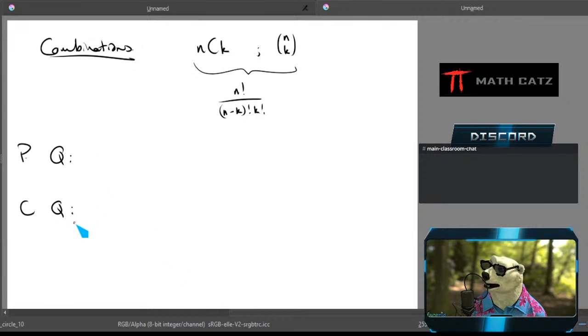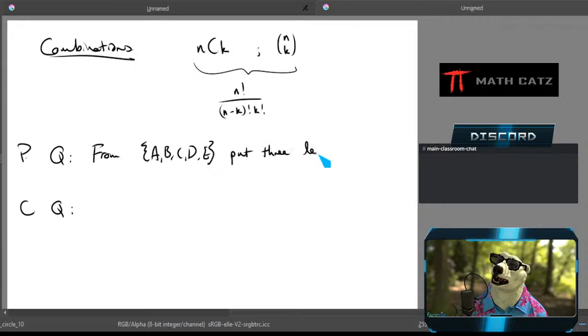I'm going to do the permutation question first. Now it can be phrased in many ways, but one way or another, it's equivalent to select. Let's suppose we have some letters. We have capital letters A, B, C, D, E. Don't want to make too many, but I want to have some selection here. From that, put 3 letters in a row.